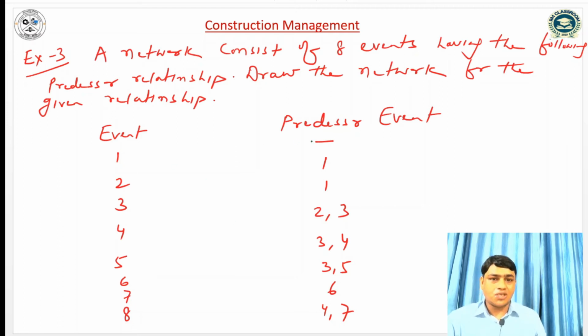Event 1 has no predecessor event. Event 2 has one predecessor event, that is 1, and for event 3, 1 is the predecessor event, and for event 4 the predecessor events are 2 and 3, and for event 5 it will be 3 and 4, and for event 6 it is 3 and 5, and for event 7 the predecessor event is 6, and for event 8 the predecessor events are 4 and 7. So once we draw the network, we have to take care of these predecessor events.